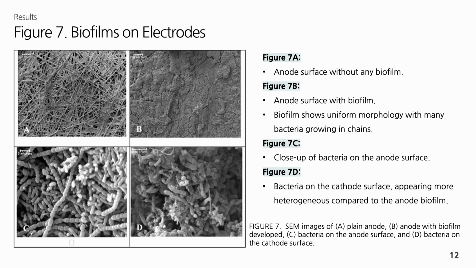Conclusion. Biofilms are critical in facilitating electrochemical reactions and determining power generation efficiency. Anode biofilm supports efficient electron transfer with its uniform structure. Cathode biofilm requires optimal oxygen regulation to balance oxygen consumption and reaction efficiency.